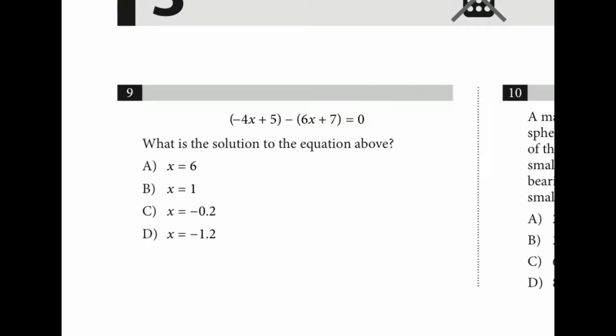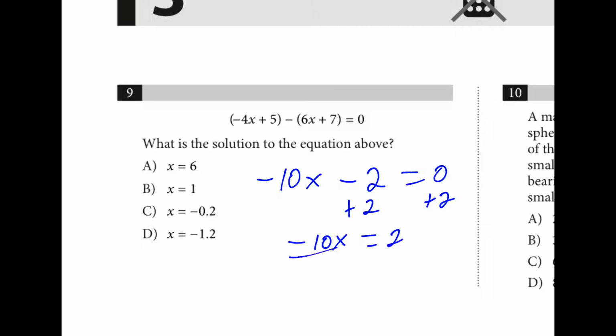For number 9, I'm going to combine like terms, and this gives me negative 10x. And then I'm going to combine like terms again, and this gives me negative 2. And I set this equal to 0. I could add 2 to both sides. Negative 10x is equal to 2. I can divide by negative 10. And if I simplify this fraction, or if I put it in decimal form, I'm going to get negative 0.2.